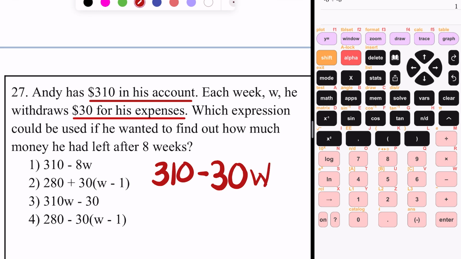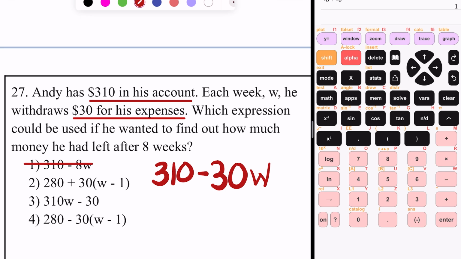So Andy has $310 in his account. Each week, he withdraws $30 for his expenses. Which expression can be used if he wanted to find out how much money he had after 8 weeks? So we don't have any problem here that says 310 minus 30 weeks. Okay, I can't choose choice 1 because that's saying minus 8 weeks. We know that it's 8 weeks, but we need to somehow have the 30 for every week. So it can't be choice 1.